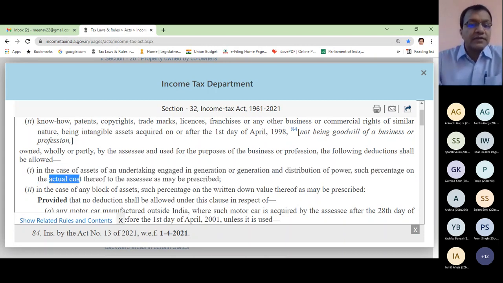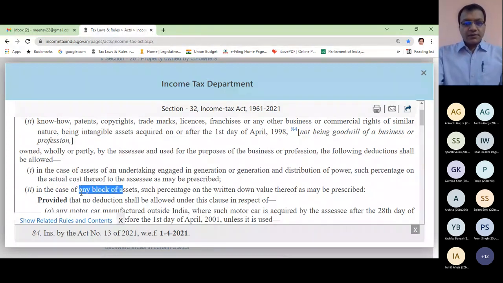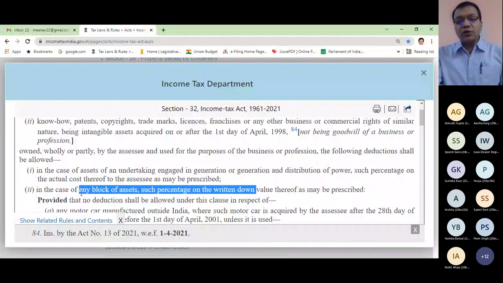So straight line method, as the name suggests, actual cost. So depreciation will be charged on straight line method basis only in case of those undertakings if that undertaking has acquired the assets and if the undertaking is engaged in generation of power or both generation and distribution of power. In case of any block of asset, such percentage on written down value thereof as may be prescribed.